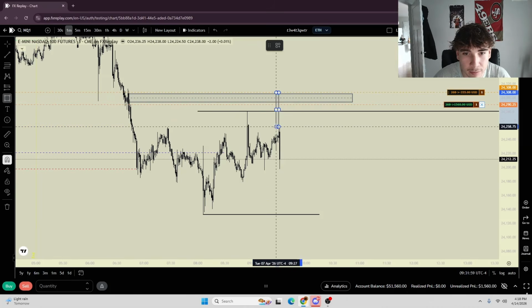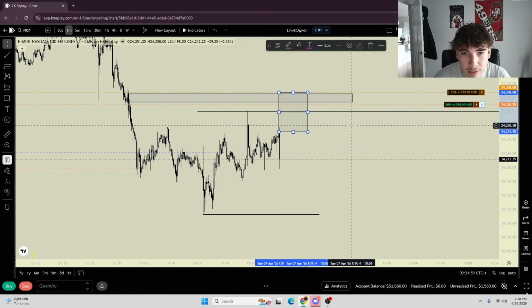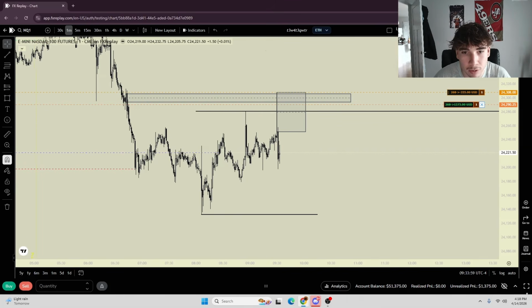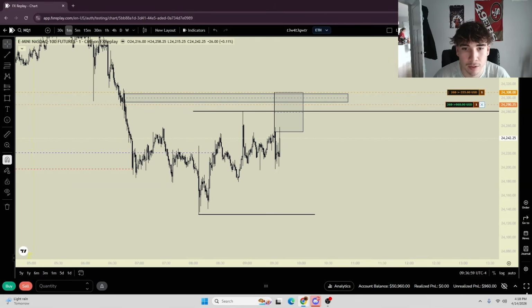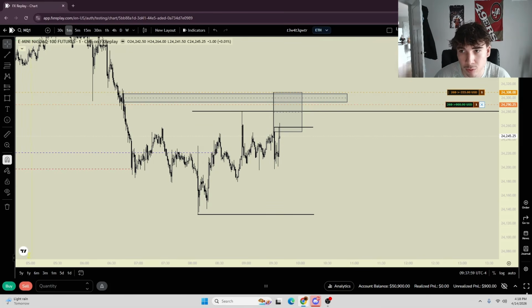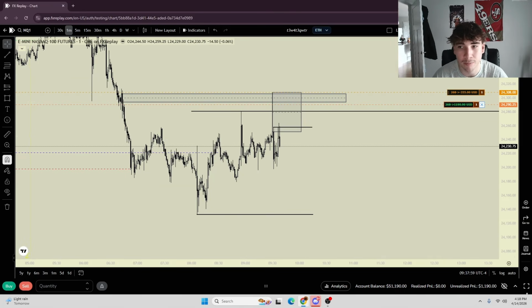We have this 1 minute rejection block that I want to see get respected if we want to come back up there. Boom, boom, boom. We swept this 1 minute rejection block. This is where you could possibly even pyramid if you want to. Right there, there's your sweep. If you want to add another contract, you could. Just for the sake of this video, I'm not going to. I'm already in with my contract.